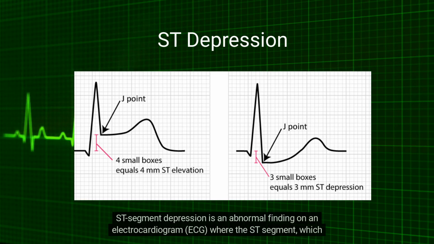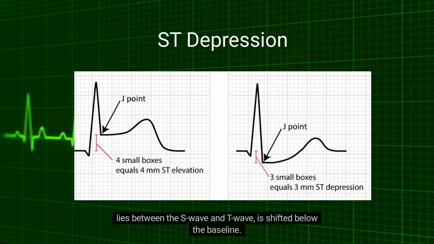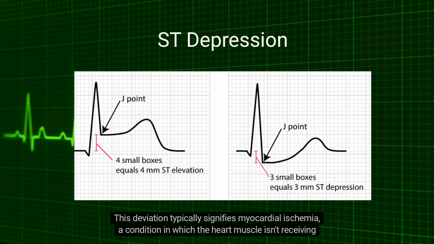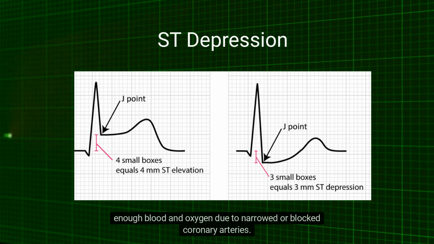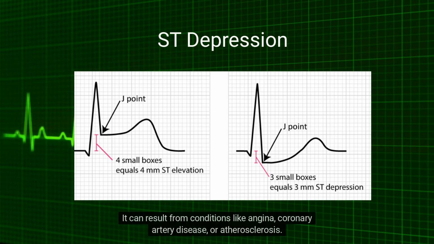ST segment depression is an abnormal finding on an electrocardiogram, ECG, where the ST segment, which lies between the S wave and T wave, is shifted below the baseline. This deviation typically signifies myocardial ischemia, a condition in which the heart muscle isn't receiving enough blood and oxygen due to narrowed or blocked coronary arteries. It can result from conditions like angina, coronary artery disease, or atherosclerosis.